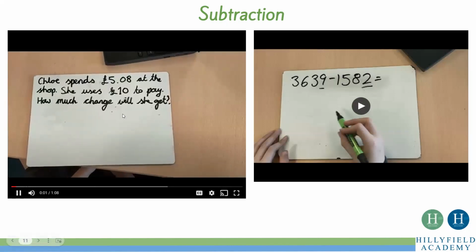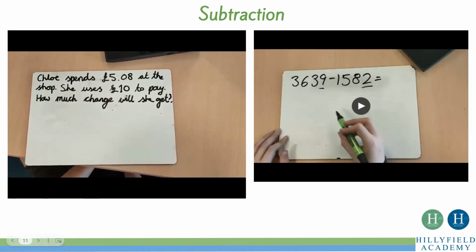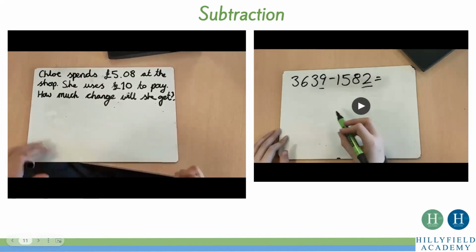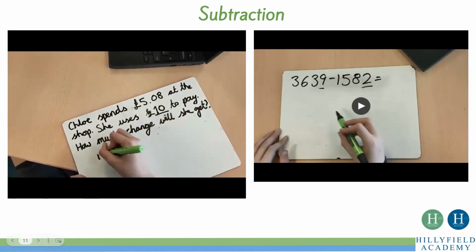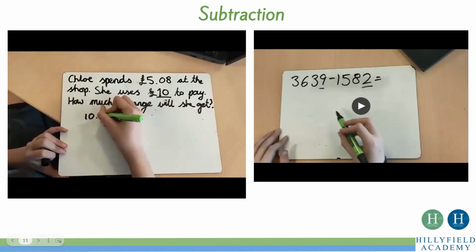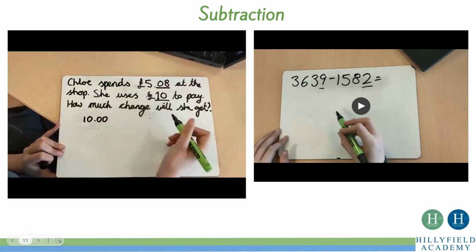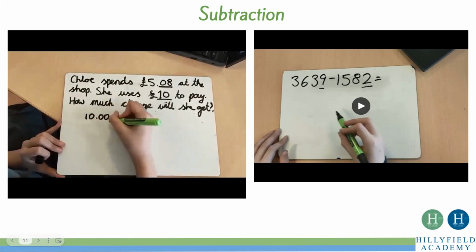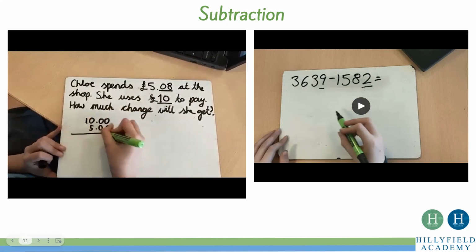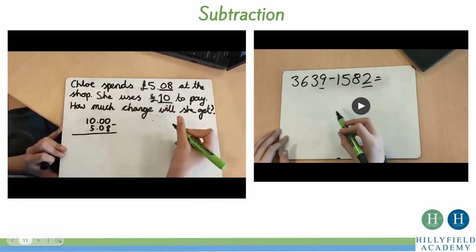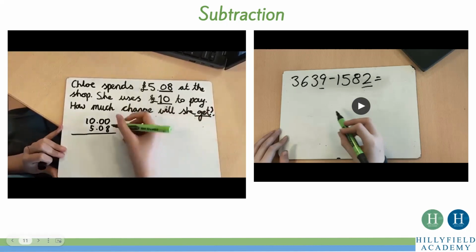Spends £5.08 at the shop. She uses £10 to pay. How much change will she get? So first, since you know she uses £10, you do £10 with placeholders, and then it's £5.08, so you do 8, 0, and then 5, and it's subtraction, because that's how much you will get.